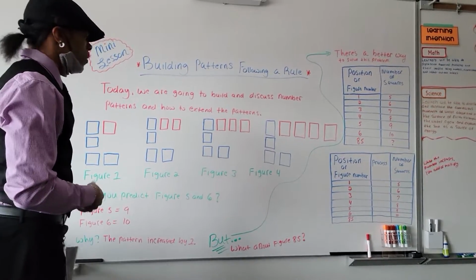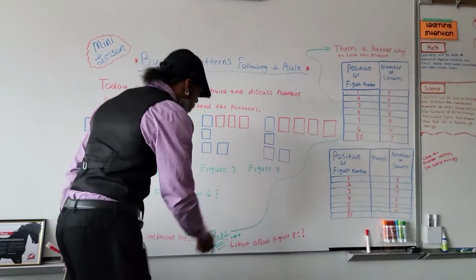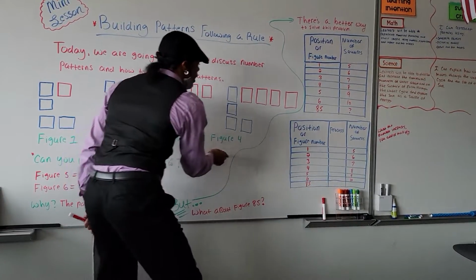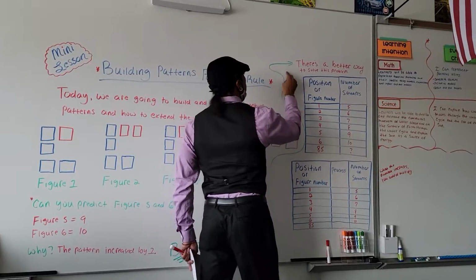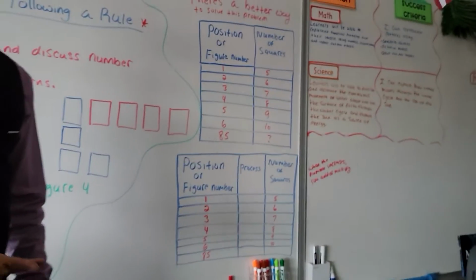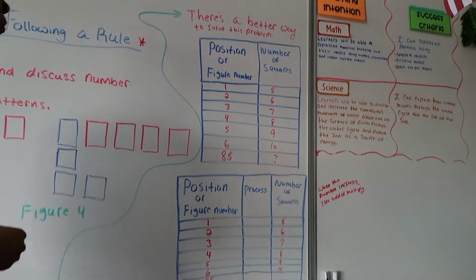We don't have all that time. We have to keep it moving. So, that's why I put but. What about figure 85? I draw a nice little squiggly line all the way up here, and I said, there's a better way to solve this problem.